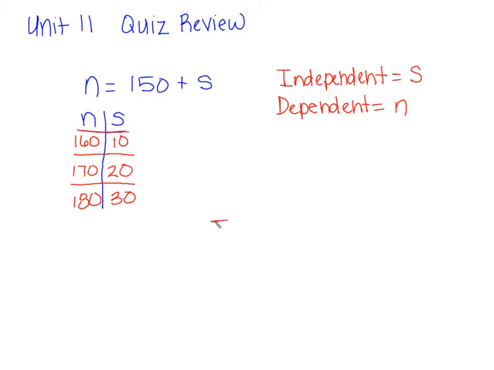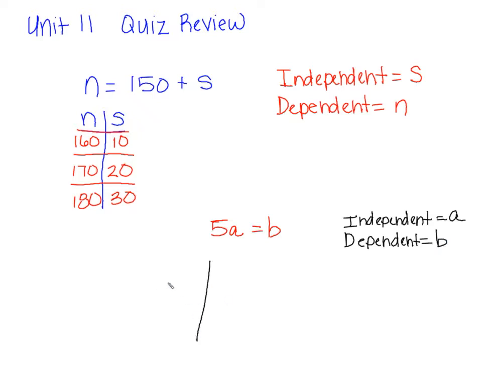Next one we'll have 5A equals B. Which one is our independent? Remember, our independent is in the answer. Which one is in the problem? I'm sorry, independent is in the problem, not the answer. Our independent is in the problem, and that would be A. And our dependent is the answer, always the answer, so it's B.